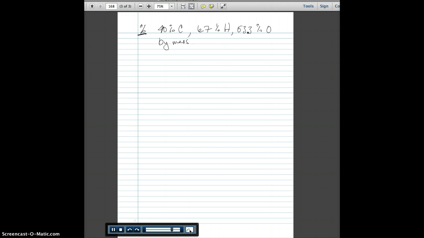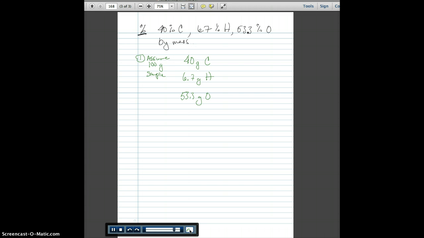The last type of problem we're going to do for tonight's homework is a percentage problem, where they've given us 40% carbon, 6.7% hydrogen, and 53.3% oxygen by mass, and we're going to take this and convert it all the way over to the empirical formula. On the flow chart, the first thing we're going to do is assume that we have a 100-gram sample. If I had a 100-gram sample and 40% of it is carbon, that means we would have 40 grams of carbon. So we have 40 grams of carbon, 6.7 grams of hydrogen, and 53.3 grams of oxygen.